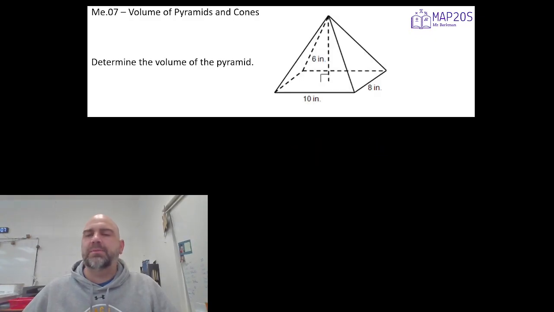Now, what we're more typically going to see is something that looks like this. You're given dimensions for the base, and now you'll have to figure out what the area of the base is, multiply by the height, divide by 3. Pause the video, come back when you have your answer.